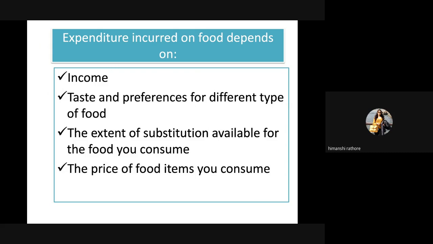Maybe there are ingredients available at a cheap price, but the same ingredients are available at a higher price at a bigger mall or bigger market, or of another brand. So it depends on your choice and preferences, of which brand or company you want to consume and buy for your family. So these are the 4 points on which your food expenditure depends. You can read over here and note it down in your books.